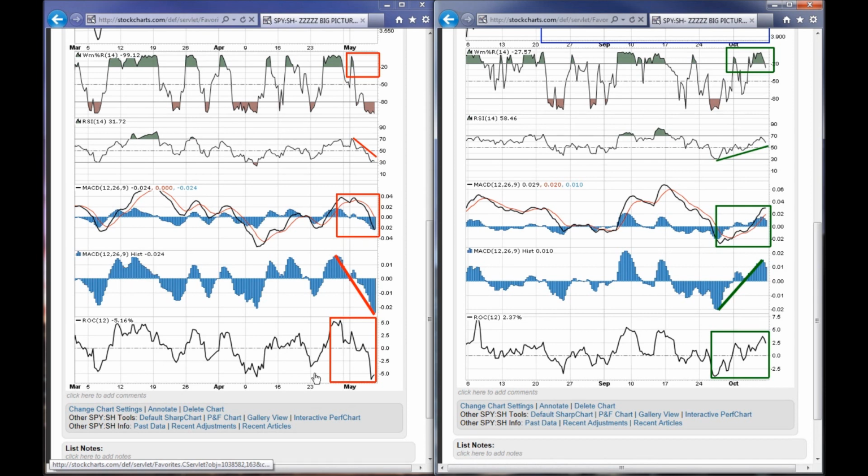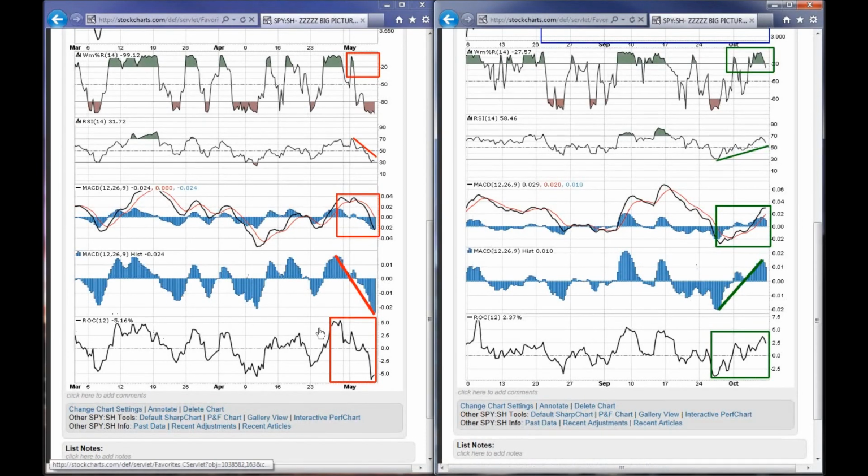MACD histogram, peaking process. We go from a high to a low. In the present day, we're going from a low to a high. Notice histogram here is making the highest high that it's made on a short-term chart going all the way back to roughly, let's call it September 15th. So obviously, this is a bullish look here on the right side.